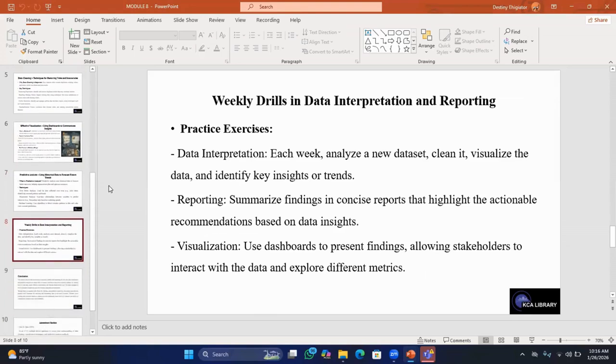Now let's look at weekly drills in data interpretation and reporting. Now let's look at practice exercises. For data interpretation, each week make sure you analyze a new data set, clean it using Power BI or Tableau. Visualize the data and identify key insights or trends. Then, under reporting, you summarize your findings in concise reports that highlight actionable recommendations based on these data insights. Then, for visualization, use dashboards to present findings, allowing your stakeholders to interact with the data and explore different metrics.